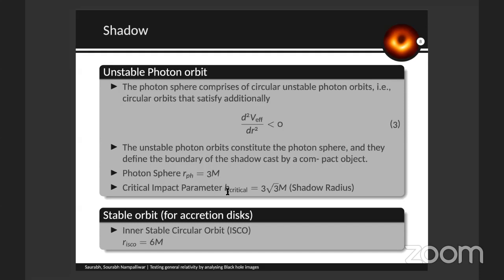And when we calculate the radius of the shadow, which means the actual radius of the shadow that we see when we are at infinity, it comes out to be 3 root 3 M, which is slightly larger than this photon sphere. And this is all in the realm of null geodesics. In terms of accretion disk, in terms of time-like geodesics, we have the innermost stable circular orbit, which is r equals 6M.